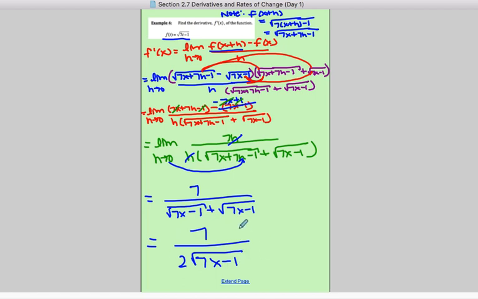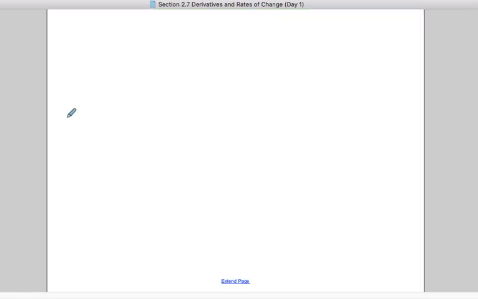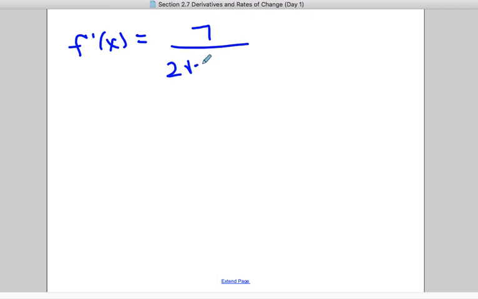This is a sufficient answer. If you wanted to rationalize, you can. In calculus, you usually don't. So if you wanted to stop here, you can. But if you're like, I've had to rationalize so far in math, I want to rationalize this, I'm going to rationalize it on the next page. So right now our derivative is equal to 7 over 2 times the square root of 7x minus 1.